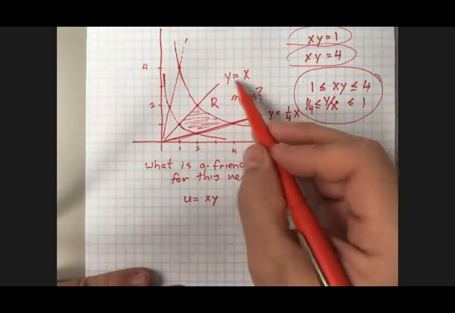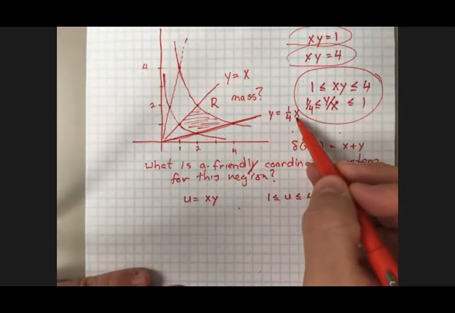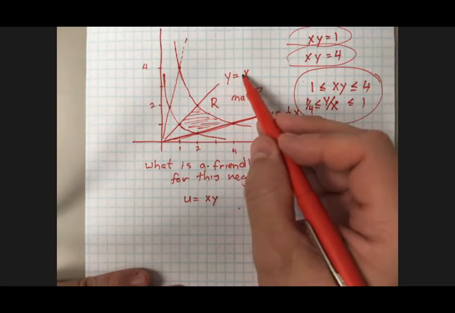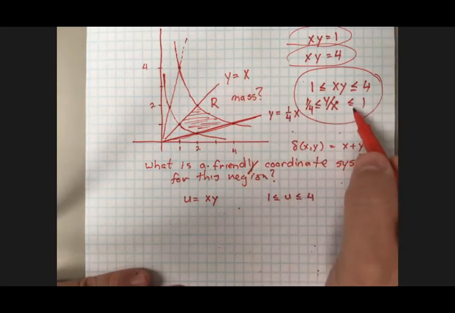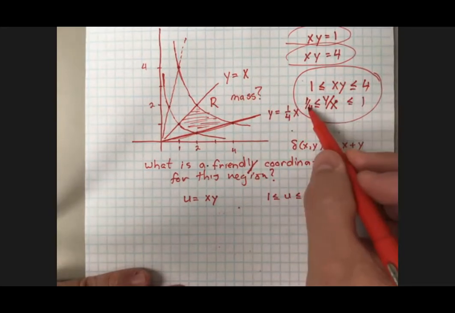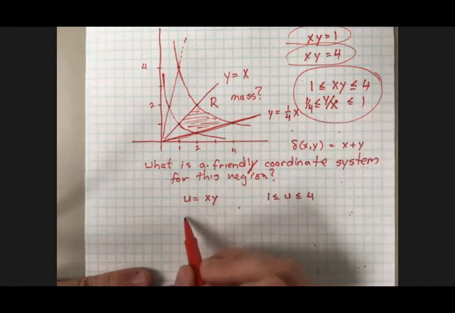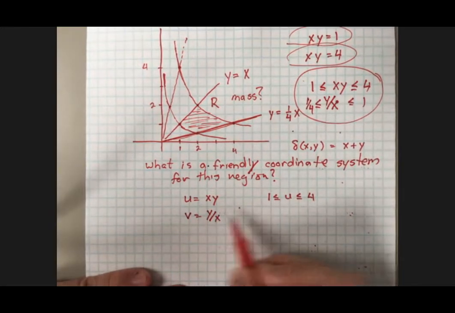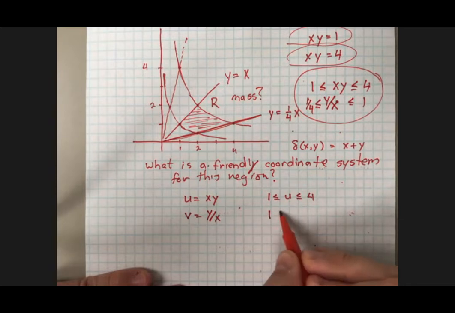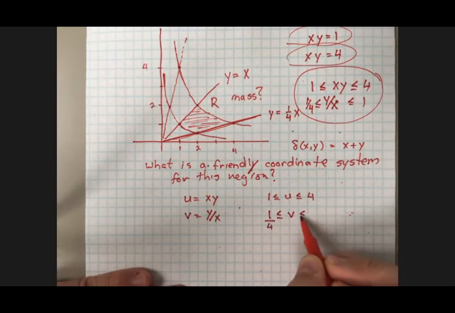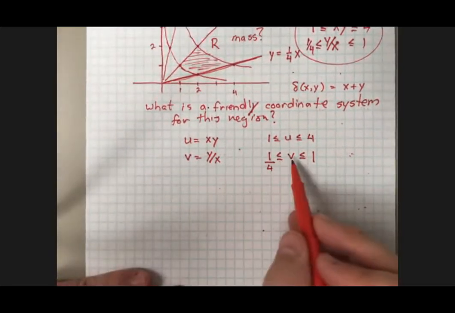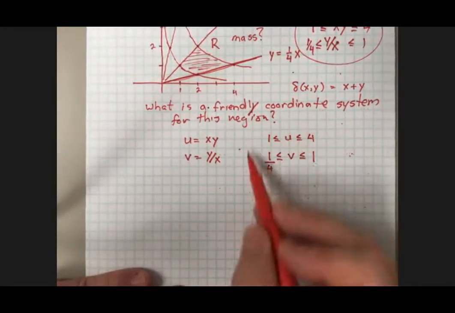Here I had y equals x, y equals 1/4 x, but if you gather the y and the x together by dividing, y over x equals 1, y over x equals 1/4, that could be a constant limit from 1/4 to 1. What if I let v be y over x? And I could just let v range from 1/4 to 1. Now, this is a beautiful plan. Constant limits right here, right?